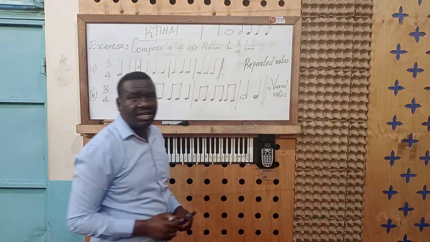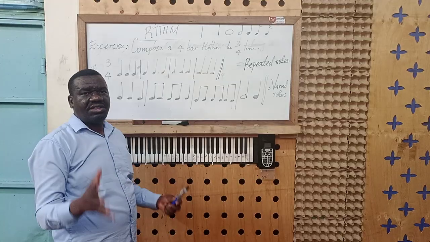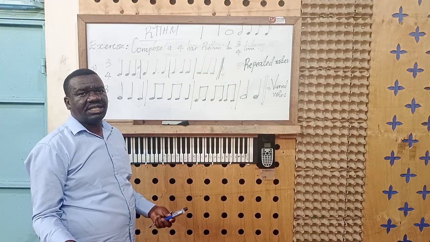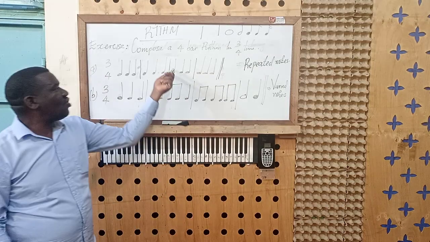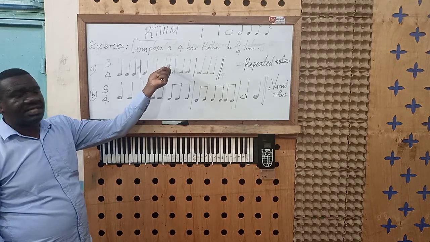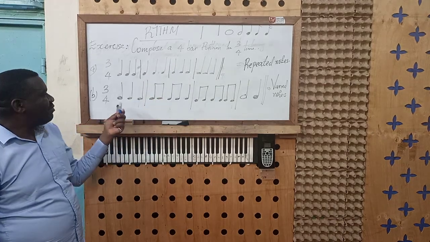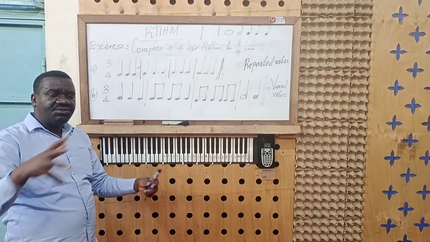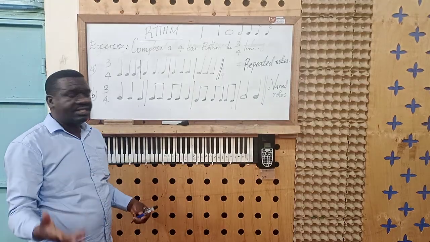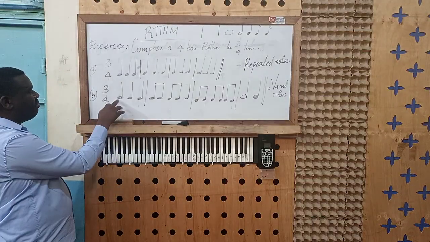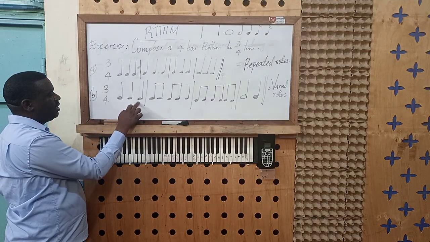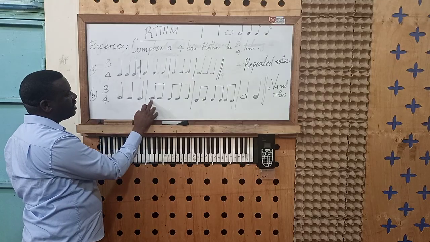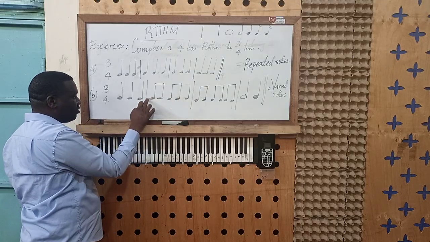Varied notes. Why do we vary the notes? To make the rhythm more interesting. This is not wrong. The first one is right. The second one is right. But for the second one, it's more interesting because I have used different notes to mean the same. Like in the first one, how many crochets? 1, 2, 3. The second one, how many crochets? 2 quavers make 1 crochet.